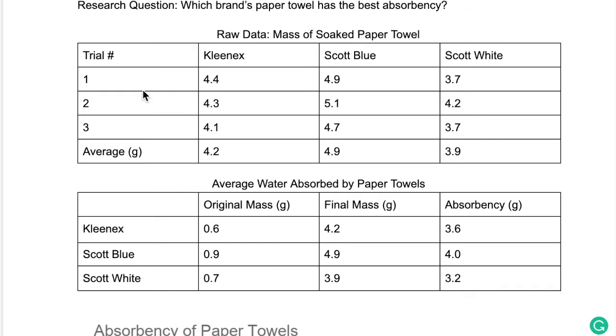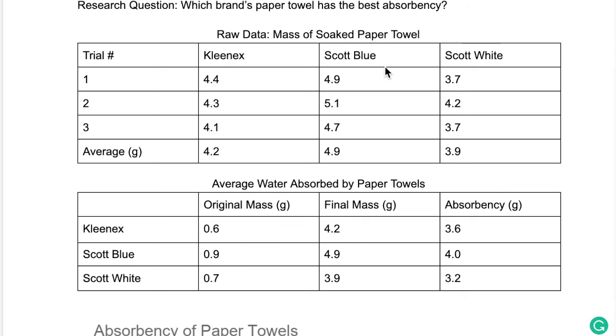How you do it is simple. You add all of the numbers from trials 1, 2, and 3, and because you did 3 trials, you divide by 3. Because there is only 1 decimal place in the data, you round to 1 decimal place. For Kleenex, 4.4 plus 4.3 plus 4.1 divided by 3 gives you 4.2, rounded to 1 decimal place. You repeat this for each of the brands of paper towels to get the averages.